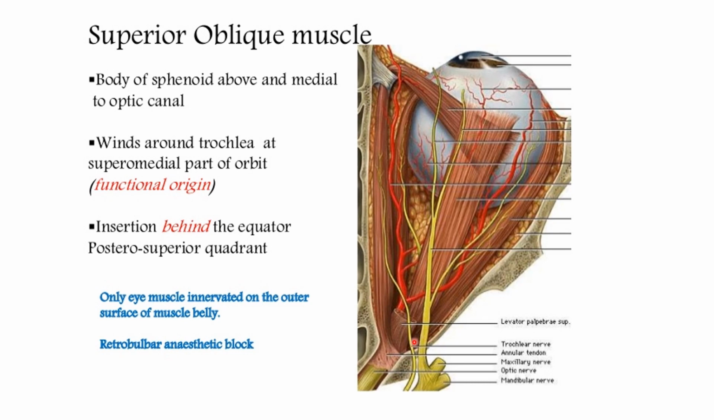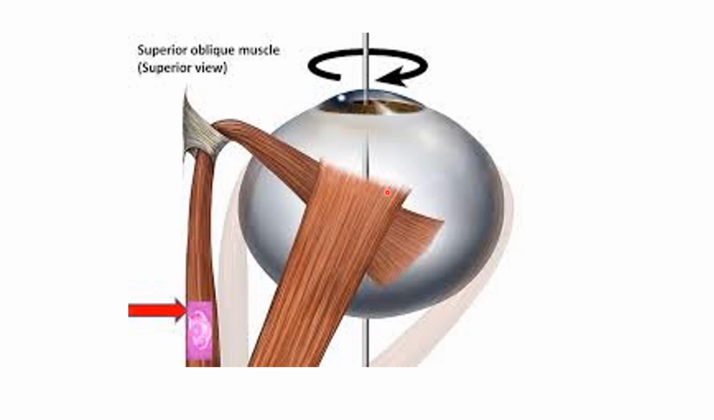And here you can see the LPS has been cut. Below the LPS you can see the superior rectus. Okay, on the medial side of the LPS you can see the superior oblique. In this picture it's very clear. This is the superior oblique muscle. You can see the trochlea. It is winding around the trochlea and getting inserted behind the equator at the posterior superior quadrant of the eyeball.